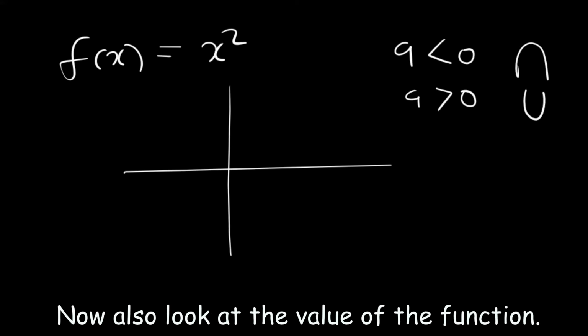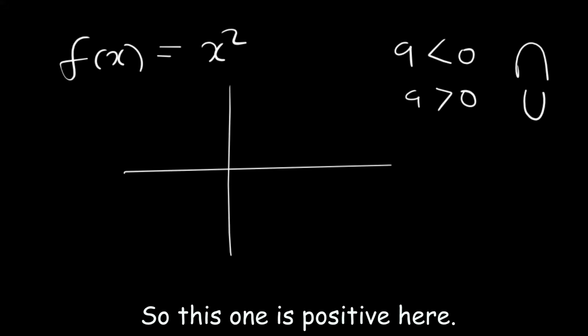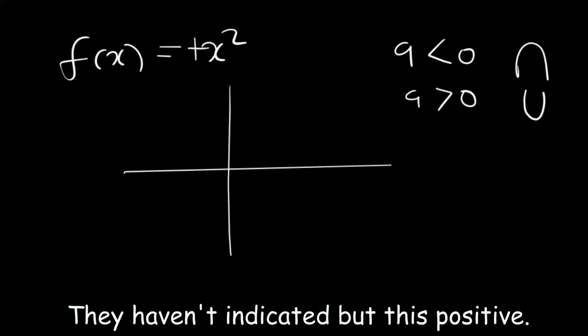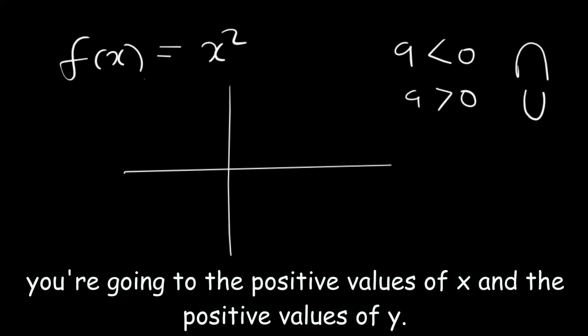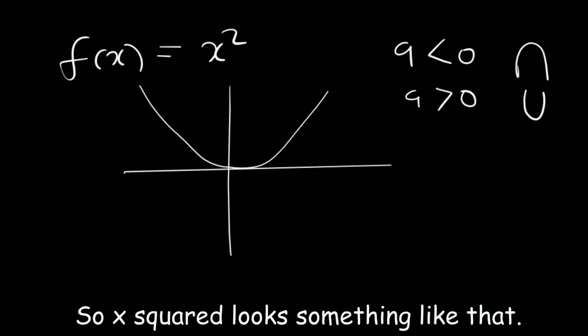Okay, so that is the clue here. Now also look at the value of the function. So this one is positive here. They haven't indicated, but it's positive. So because everything is positive and the function is positive, you're going to the positive values of x and the positive values of y. So x squared looks something like that. Okay.